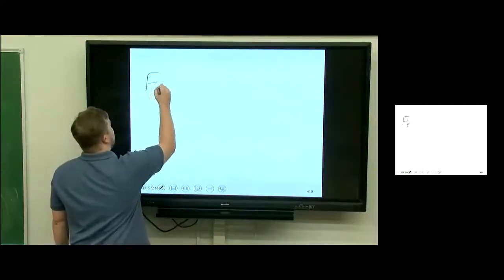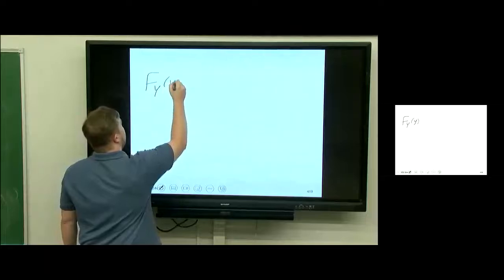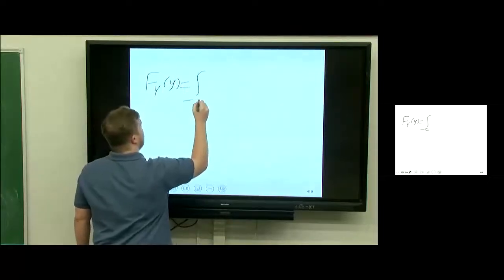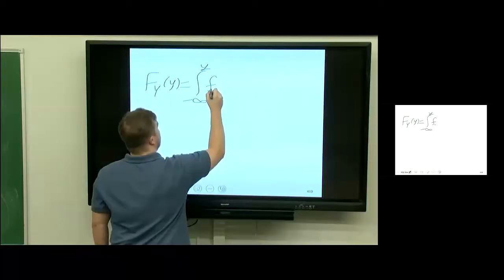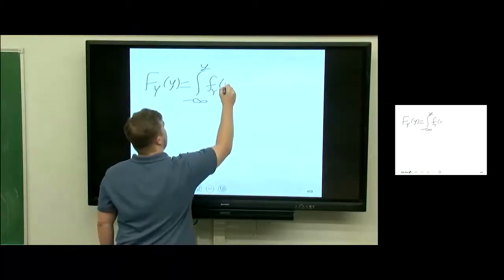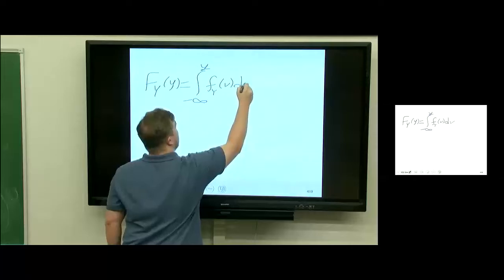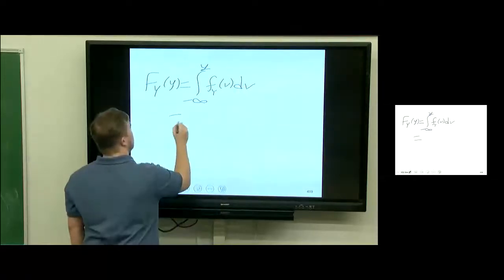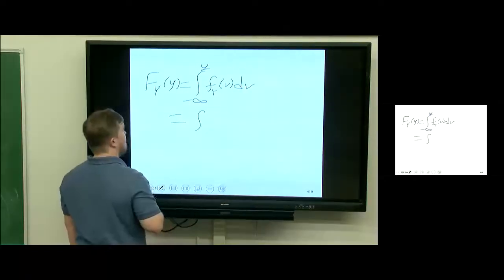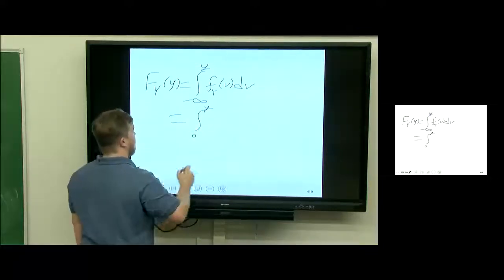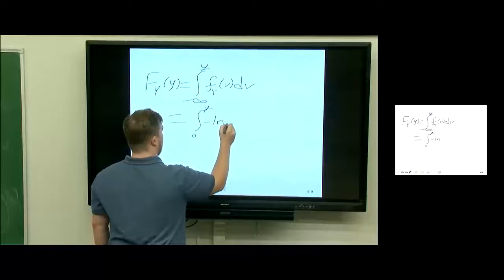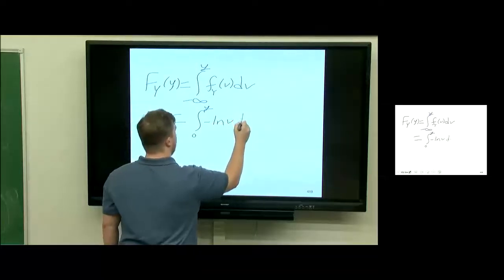So what do we need to do now? We need to use the fundamental theorem of calculus: integrate from minus infinity up to a little y of the density function for y, at some dummy variable little v. Simplifying, because y can only take values from 0 to little y, we get the integral of negative natural log of v dv.